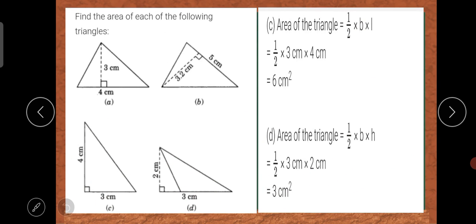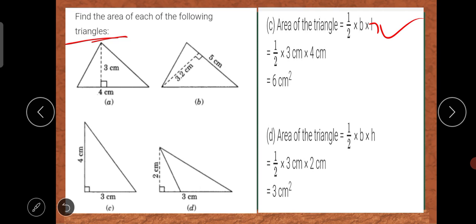Next question, find the area of each of the following triangles. Here we are going to use the formula of a triangle, which we already studied: half into base into height. This is the height. So here, what is the length given?